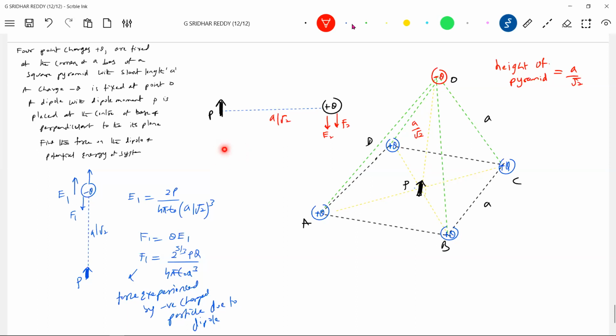First we'll calculate the field E2. E2 should be equal to P by 4 pi epsilon naught (a by root 2) whole cube. So then the force F2 should be equal to Q into E2. So QP. Again, this also will end up the same thing. One more 2 is there. No, I think I missed. Okay, that's one. Yeah, 2 to the power of 3 by 2 QP or PQ.